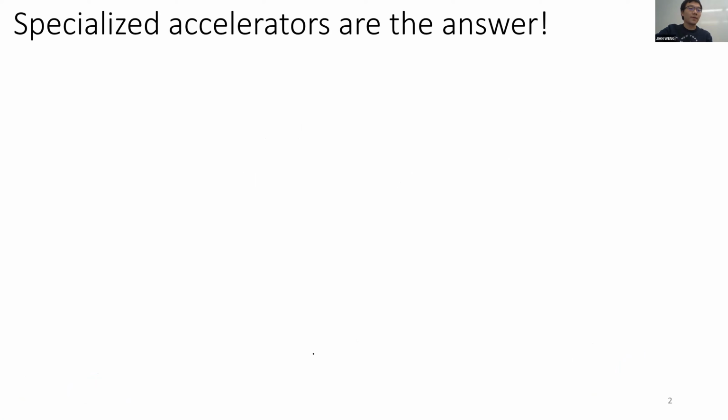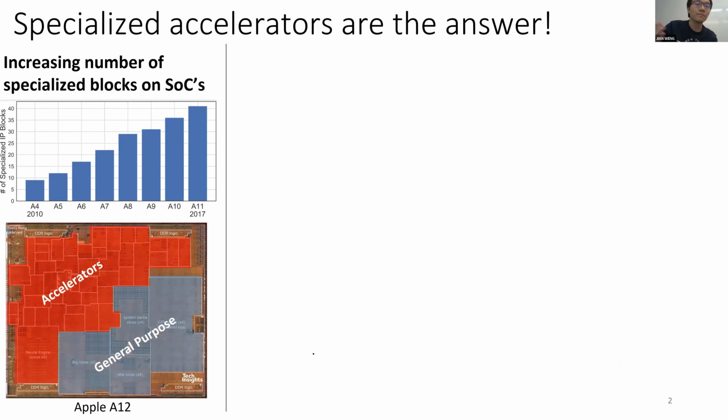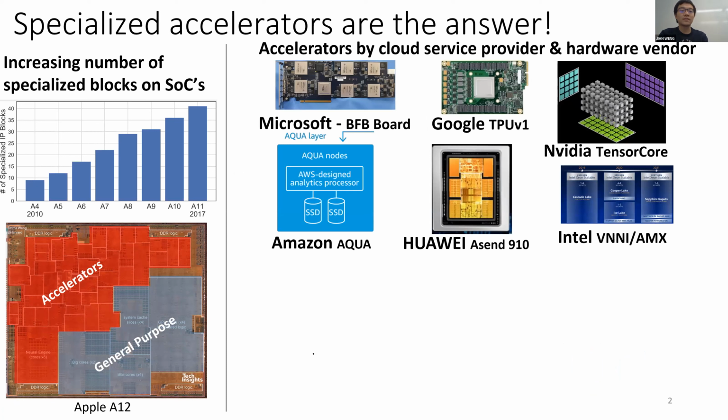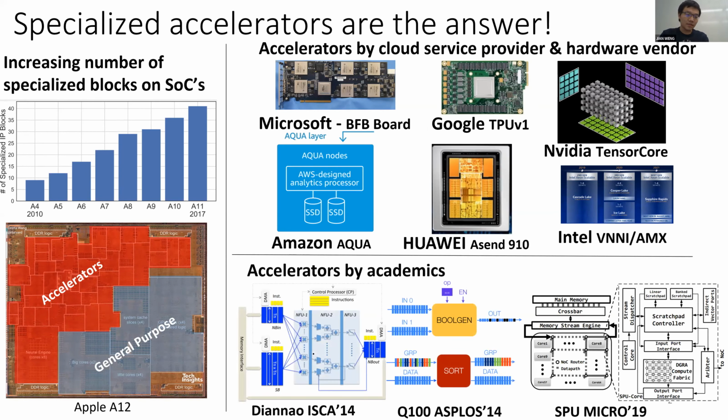This is motivated by the waning benefit of transistor scaling. Specialized accelerators emerge and already achieve big success in both academia and industry. For example, the number of specialized blocks on Apple SoC has been increasing in the past 10 years. Both cloud service providers and hardware vendors have developed their own specialized accelerators, not only for NN models, but also for DB query. And a similar thing happens in academia.